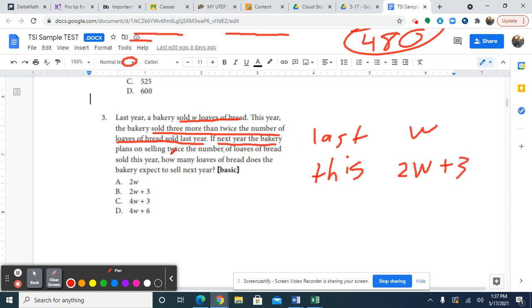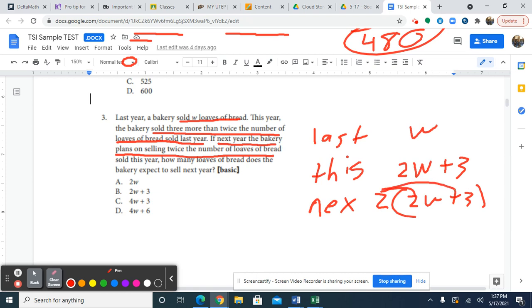And we're saying now if next year the bakery plans on selling twice the number again, so let's say next year we're going to double this amount. Now what we're going to do is take 2w plus 3. We're going to double this. So that just means that we're going to distribute this 2. So that's 2 times 2, which is 4w, and 3 times 2, which is 6. So this should be how much we're going to sell the next year.